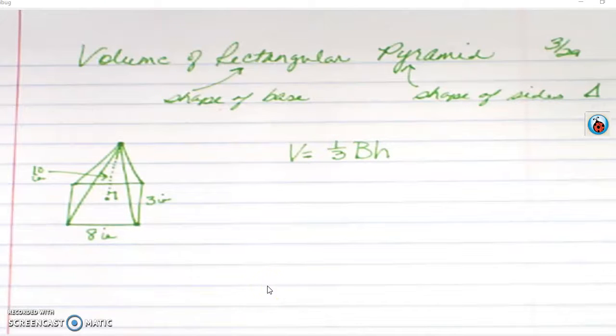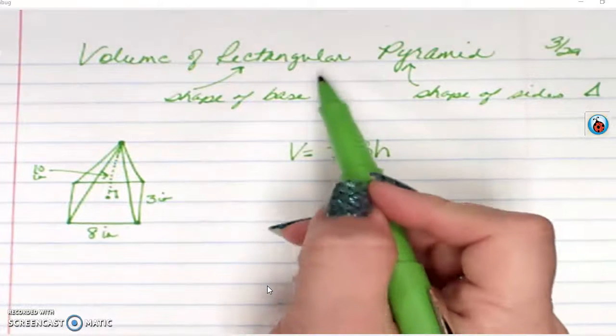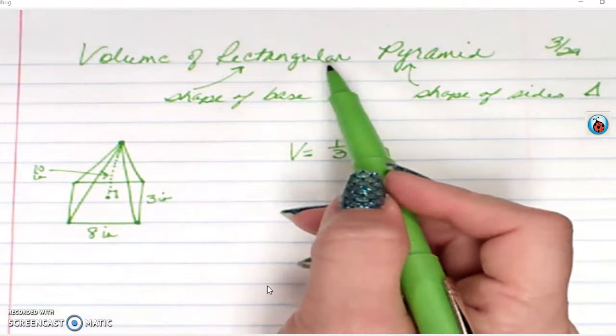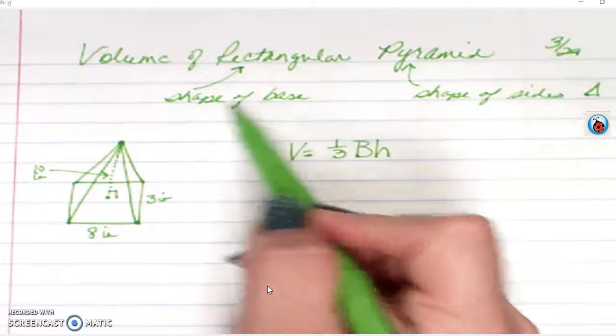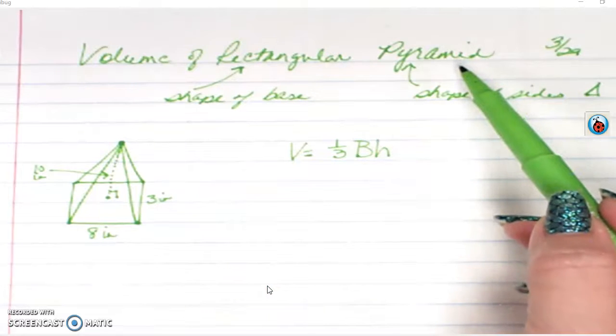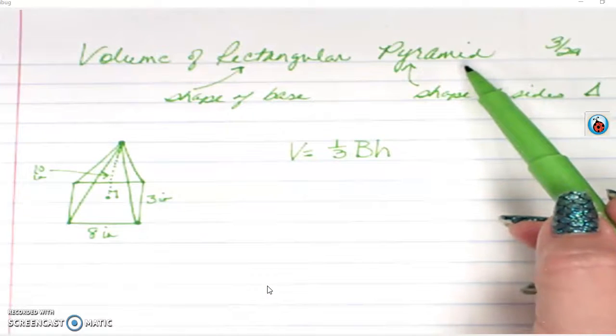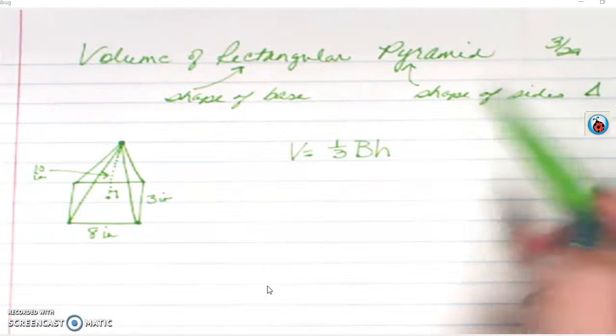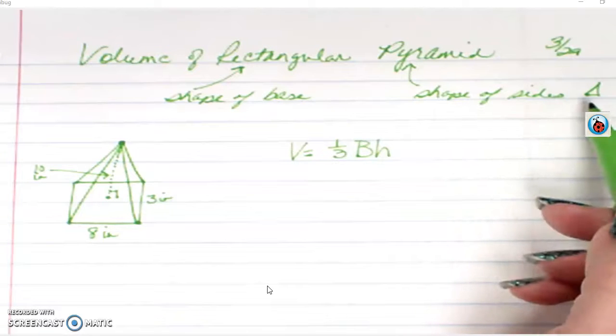Okay, so today we're going to talk about volume of a rectangular pyramid. Remember the first word, rectangular, describes the shape of the base. So we know we're going to have a rectangular base. And then today we're going to have pyramid. Previously we had prism. Prism meant we had rectangular sides. Pyramid means that our sides are all going to be triangles.